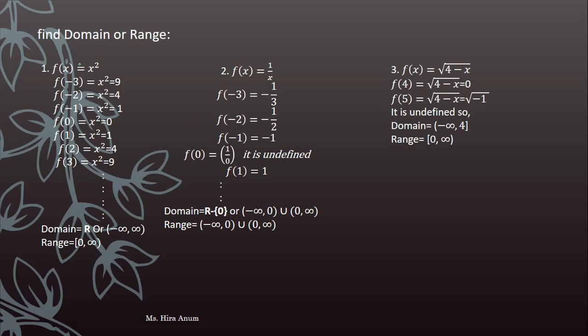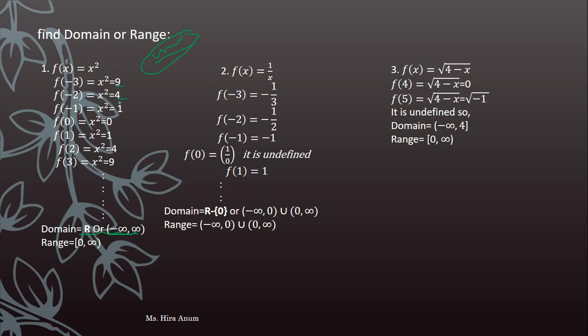This is how we find the domain. f of x equals x square. We put in values. We want to find where the function is not defined. So we put values, and it gives all values. When we place x points, it gives points. So the domain is all real numbers. It can be written as R, or you can write negative infinity to positive infinity.